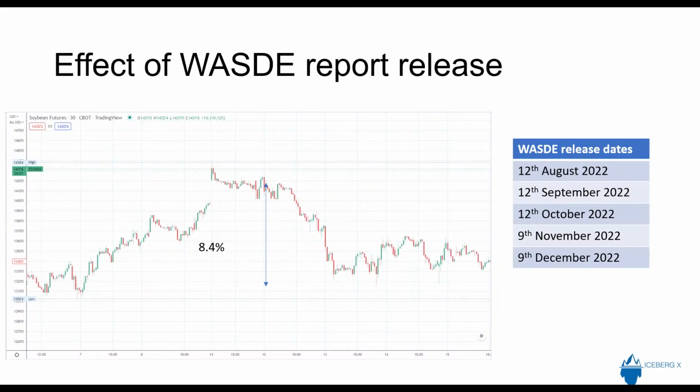So this coming Friday will be the August monthly report. Again, do watch out if you don't like volatility in the market. Avoid trading those days because the market can get a bit more volatile in those periods. So these are the list of dates for the upcoming USDA monthly reports, which we should be closely watching out for.